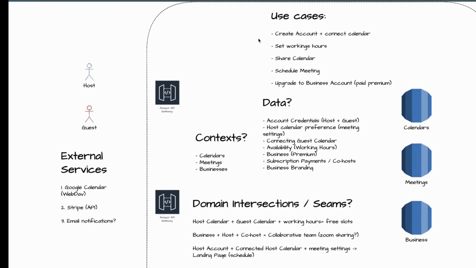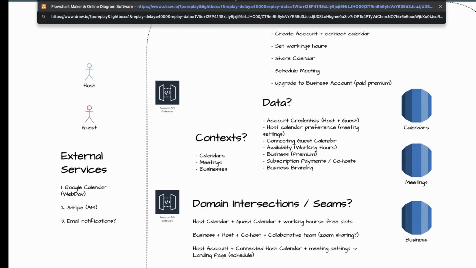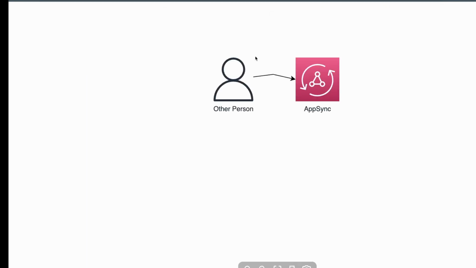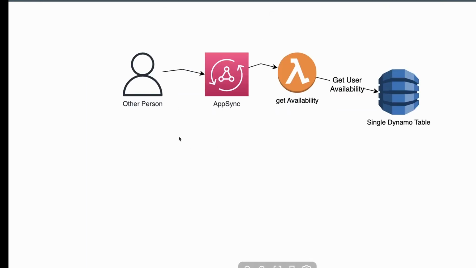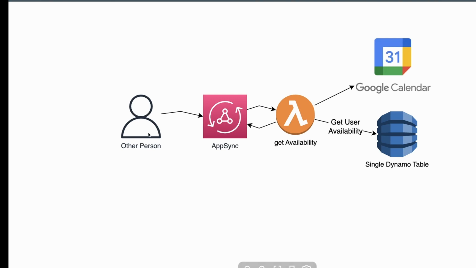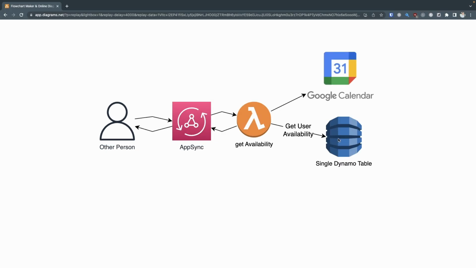So now we're going to move on to my part 2, and my part 2 revolves around actually booking an appointment. So some other person is going to be able to make a request to AppSync, which is then going to make a request to a Lambda function for get availability. This Lambda is going to do two things. First, it's going to go to our single table, and it's then going to pull back the data that the user has set around the days of the week, the times of the day, and whether they work on holidays.